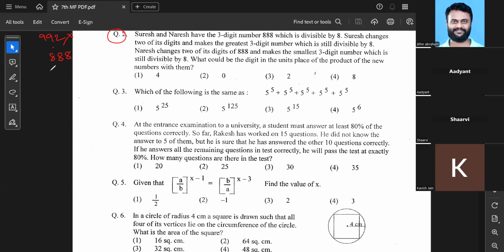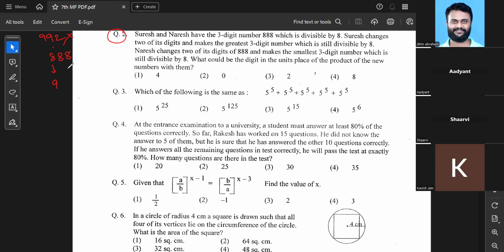Now, since the number is supposed to be the greatest number, first of all, the first digit that he will change, that will be 8. 8 को वो पक्का ही 9 बनाएगा. There is no compromise in that. 100% 9 बनाएगा. He has to increase it, right? Now, out of these two digits, he can either increase this number to 9 and keep it as 8. But unfortunately, this is not divisible by 8. Hence, he will not do that.